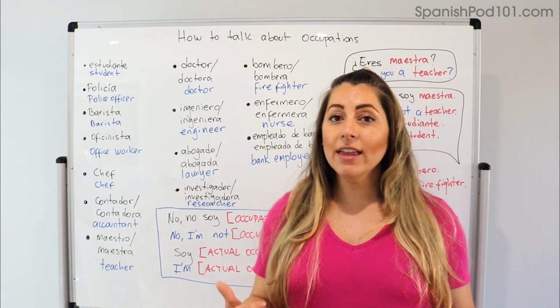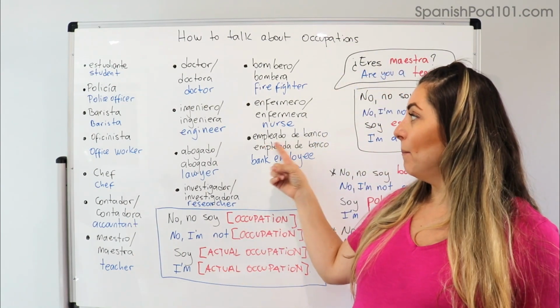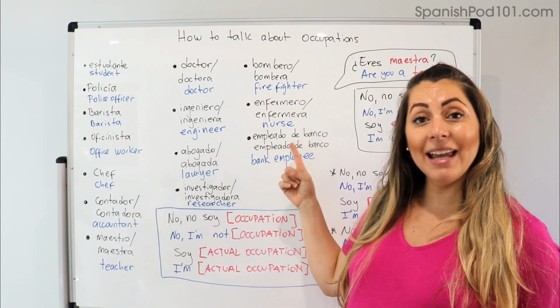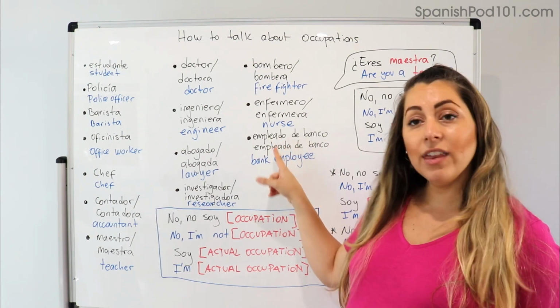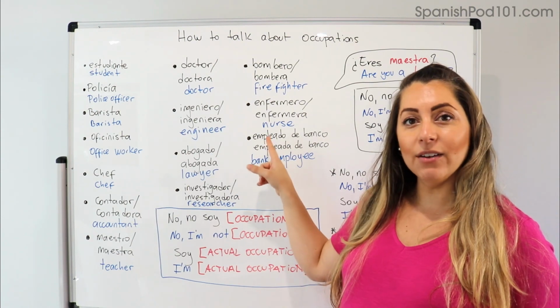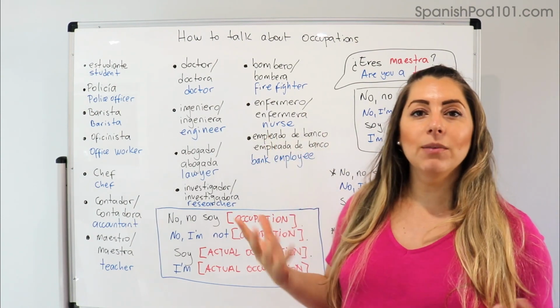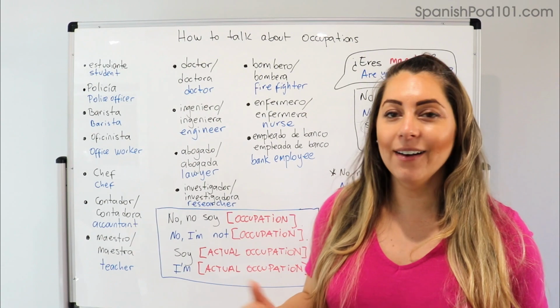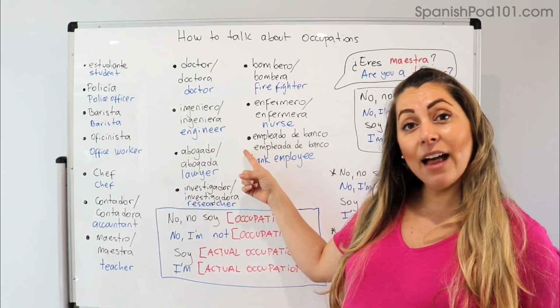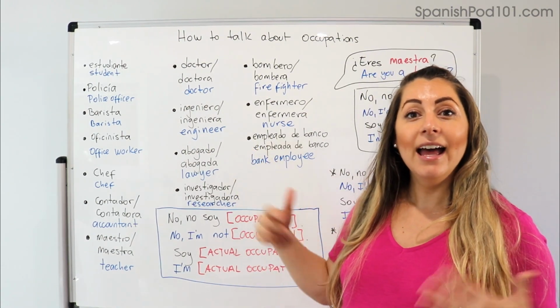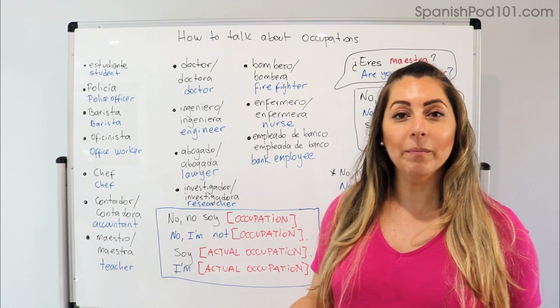The other thing that I want to point out is that in empleado de banco and empleada de banco, the word that is changing is the employee. Banco stays the same because banco means bank. So it's the empleado that changes to empleada in the femenino form.